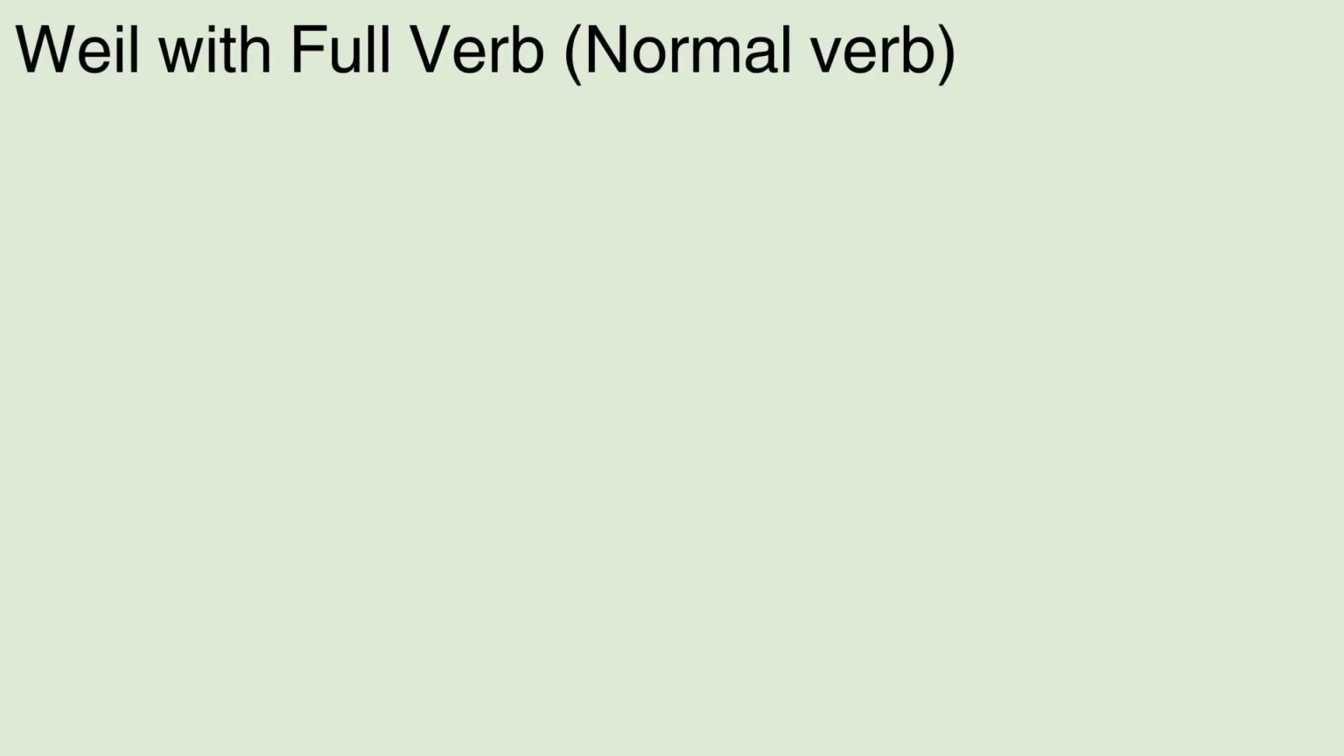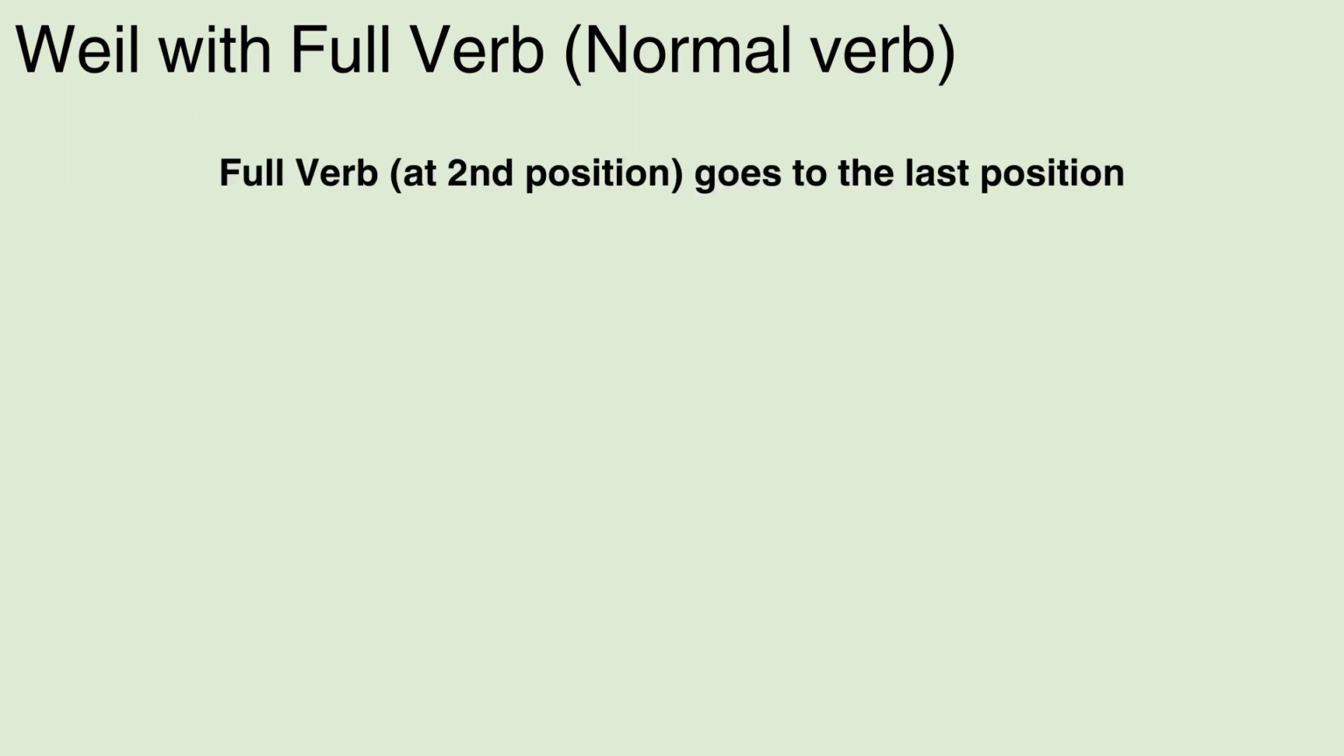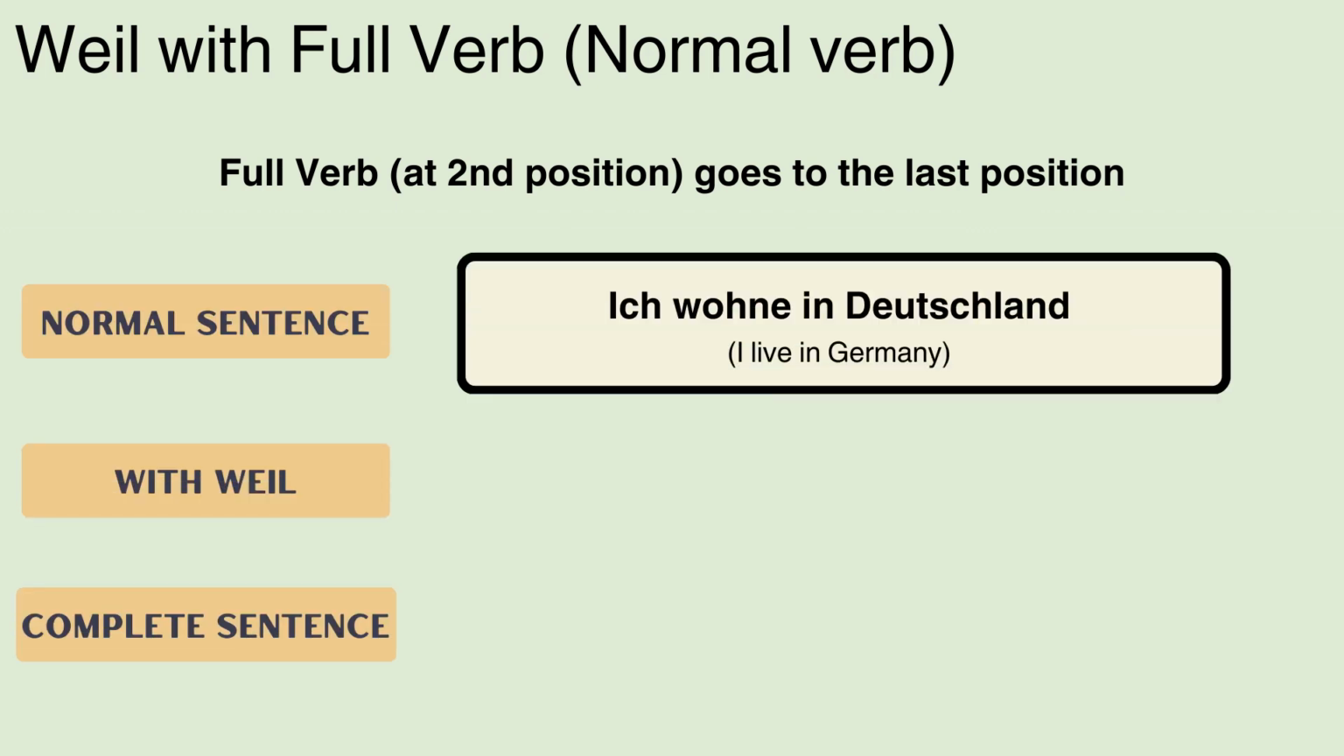Now let's see how we can use weil in different use cases and what effect it has on the sentence structure. So let's start with the first case, which is using weil with a full verb or a normal verb. When using weil with a full verb, the full verb will go to the last position. Let's take an example. I will first give you a normal sentence, then we will rewrite it using weil, and then at the end we will make a complete sentence.